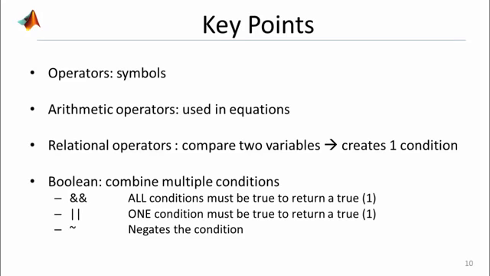The key points before we move to full conditional examples are: operators are nothing but symbols. You are very familiar with the arithmetic ones. The relational operators compare 2 variables and 2 only, but it does create one condition. If you want to combine multiple conditions, then you start using Boolean, with the rules that apply to each one of them.